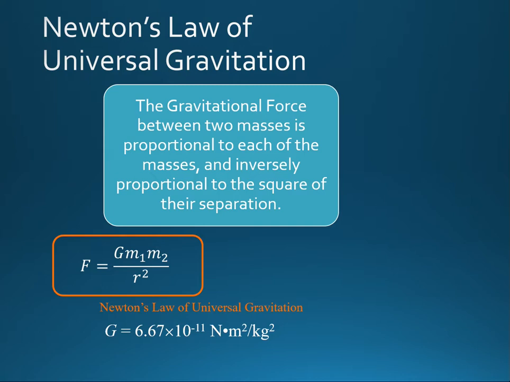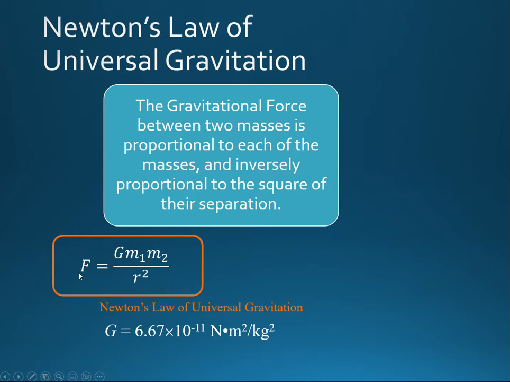This is what we know as Newton's law of universal gravitation, where the force is equal to G. Now, we don't want to get this G confused with the acceleration due to gravity, which we know to be 9.8 meters per second squared. This is a gravitational constant, which is listed down underneath. It's 6.67 times 10 to the negative 11, so a very small number. And that's in the unit newton multiplied by meters squared over kilograms squared.